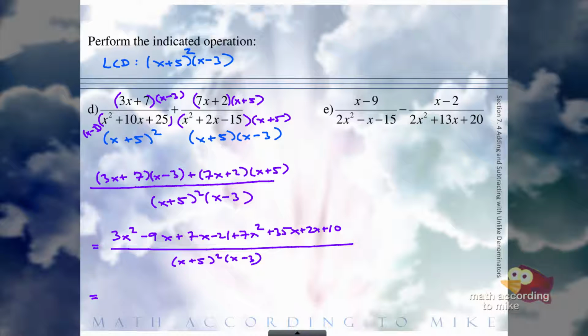Okay, combine like terms, like you've never done that before. 3x squared plus 7x squared makes 10x squared. Minus 9x plus 7x is negative 2x, plus 35x plus 2x just makes 37x. And negative 21 minus 10 is negative 11. All over the good stuff.